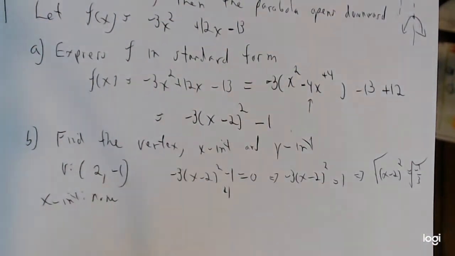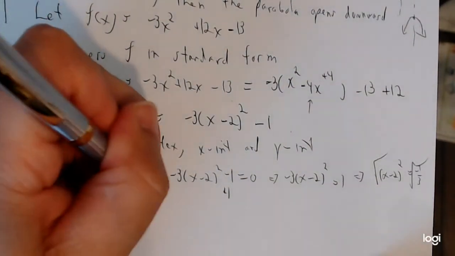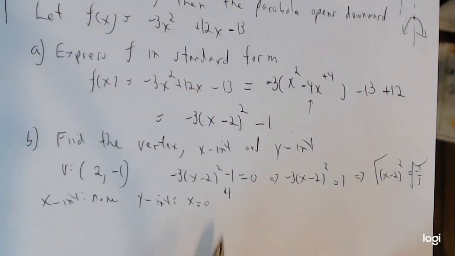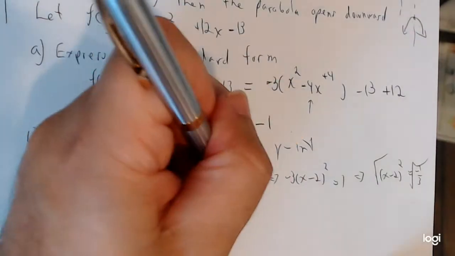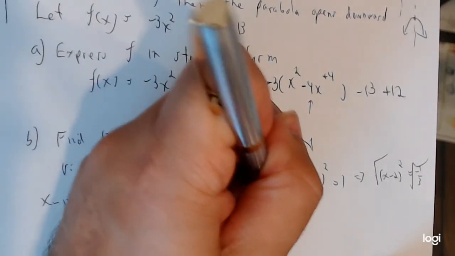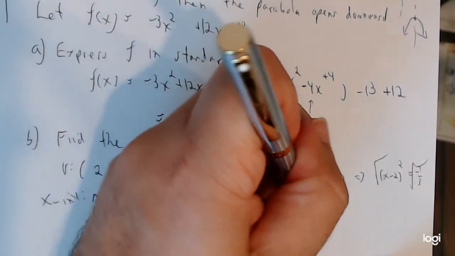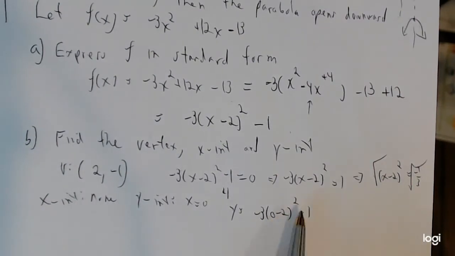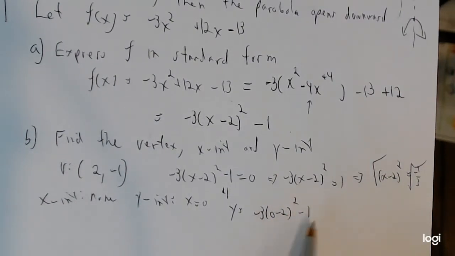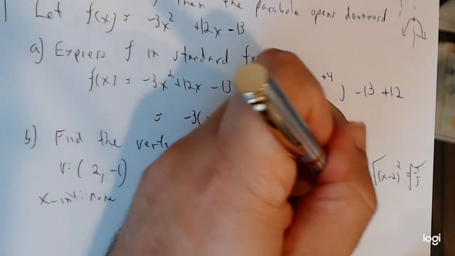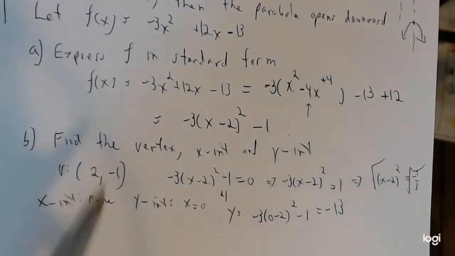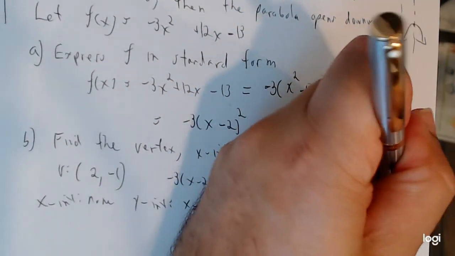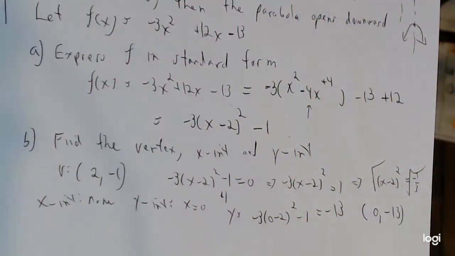Okay, now to find the y-intercept, we do the same thing, except now what is it that we do? We let x equal 0. Now if x is 0, what do I get? I get y equals negative 3 times (0 minus 2) squared minus 1, right? All I did is replace x with 0. That becomes 4 times negative 3, which is negative 12, plus negative 1 is negative 13. And there's our y-intercept. Remember, it's a point. It's (0, negative 13). Okay?